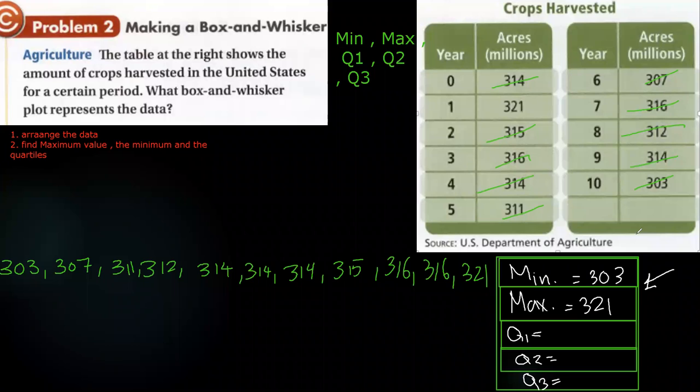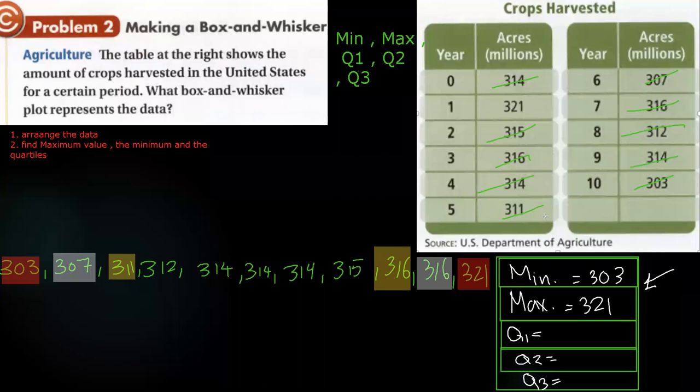I want to see now which number cuts the data into two equal halves. Here we have 10, so it means we have an even count. So this one plays with this one, and then this number plays with this number. This one and this one, this one and this one, and then this number and this number.